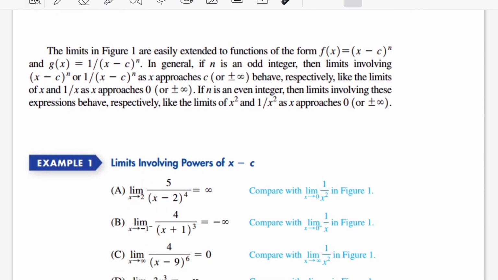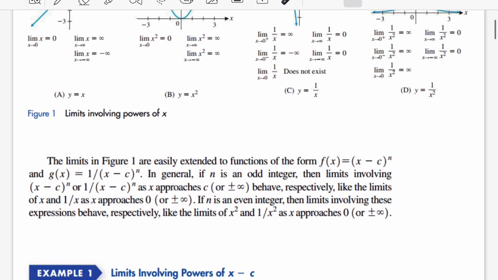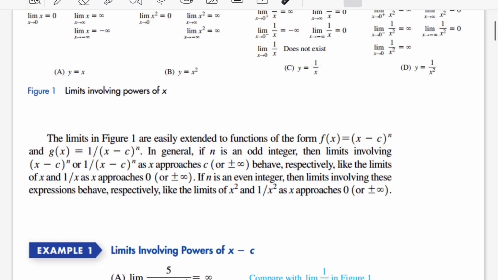In this first one, we again have this rational function here with a constant in the numerator. And in the denominator, we see that as x approaches 2, this number is going to get smaller and smaller. And remember, we saw that when this number gets smaller and smaller in the denominator, our limit's going to approach infinity. So that's what we get here. We're comparing it with this limit here, and we see the same behavior.